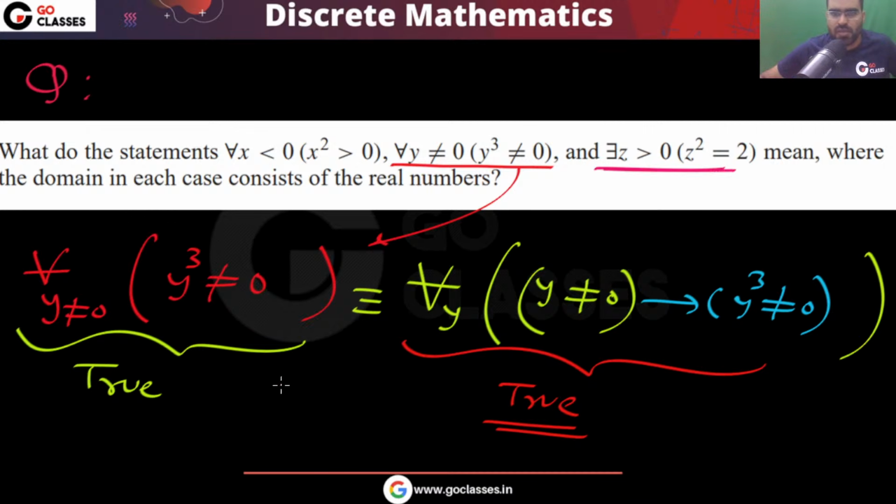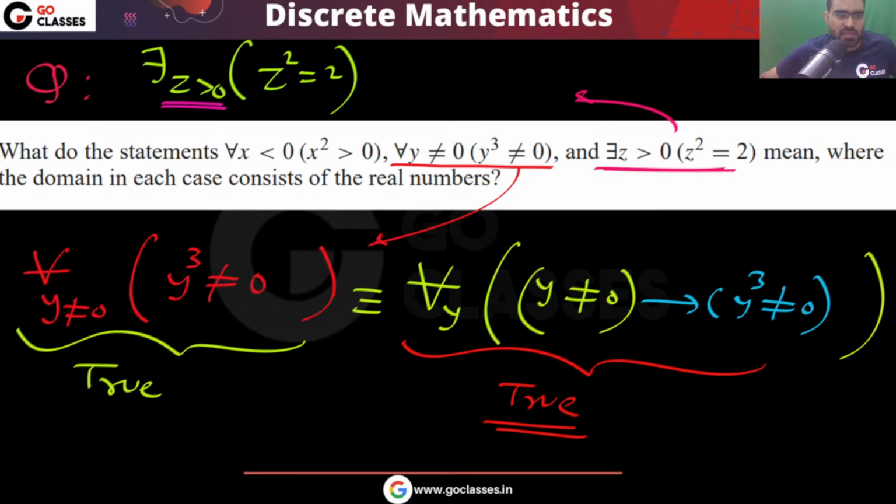What about this one? This is saying that there exists a z which is greater than 0, such that z square is equal to 2. Yeah, this is also true. Why is this true? What is the reason? Because there is a witness. You can take the witness to be z equal to square root of 2. So this is also true.